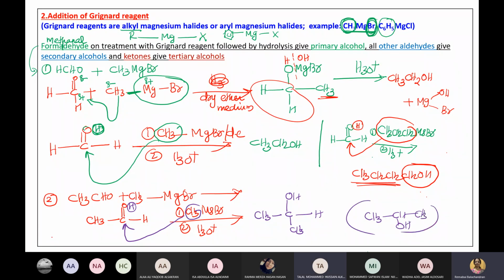Secondary alcohol, yes. That's what is given. Formaldehyde gives primary. If it is a primary alcohol, remember one of the reagents is formaldehyde. Formaldehyde can give only primary alcohol, whereas all other aldehydes give secondary alcohol. So this is a secondary alcohol. Alpha carbon is attached to one carbon here, one carbon here. And ketones give tertiary alcohol. We'll go for a ketone.